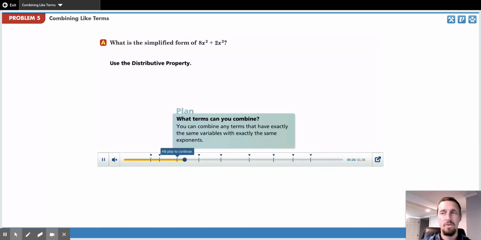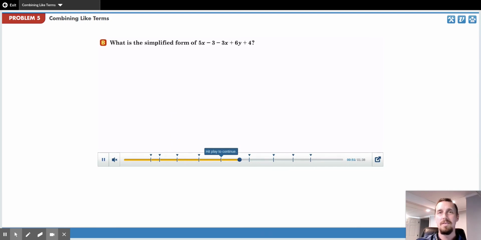We can use the distributive property to visualize how this will work. 8x squared plus 2x squared is the same as 8 plus 2 times x squared. They both have an x squared. It's been distributed to them. So we use the distributive property, then we simplify, get rid of our parentheses. Well, 8 plus 2, that's 10. And we're done. 10x squared is the simplified form of 8x squared plus 2x squared.